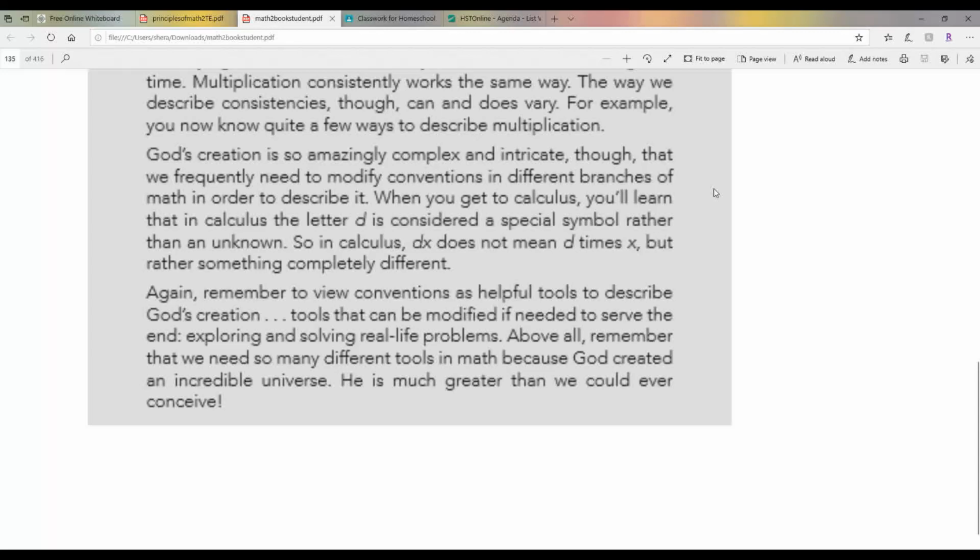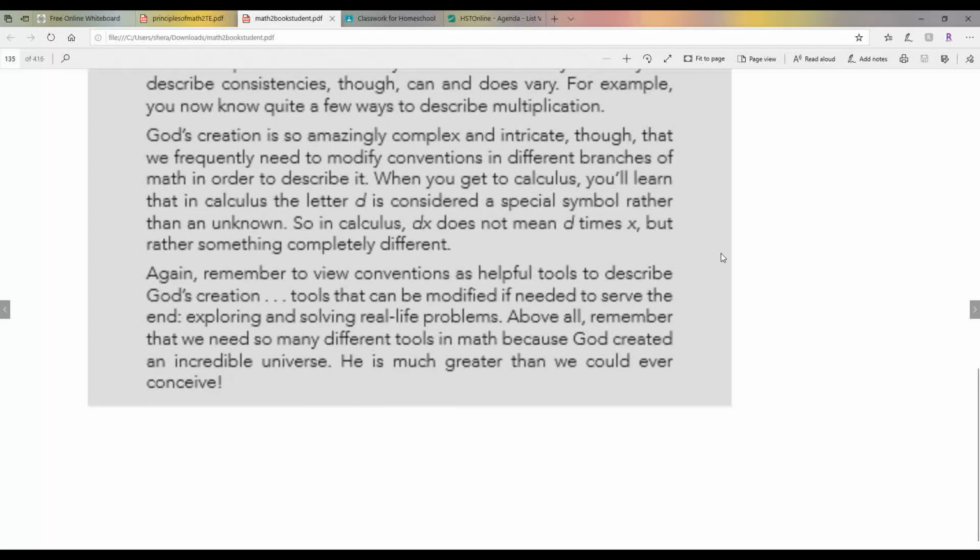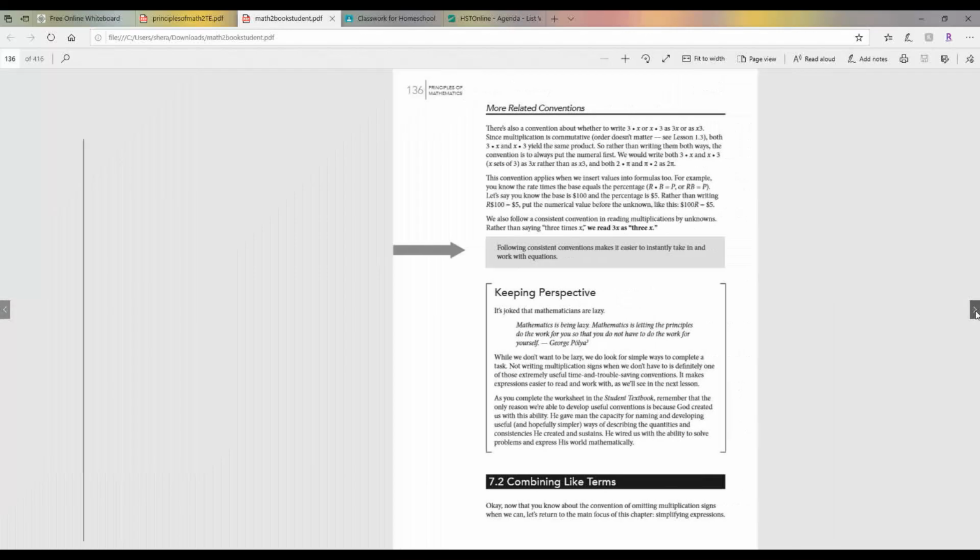When you get to calculus, you'll learn that the letter D is considered a special symbol rather than an unknown. So in calculus, dx does not mean d times x, but rather something completely different. Again, remember to view conventions as helpful tools to describe God's creation, tools that can be modified if needed to serve the end: exploring and solving real-life problems. Above all, remember that we need so many different tools in math because God created an incredible universe. He is so much greater than we can ever conceive.